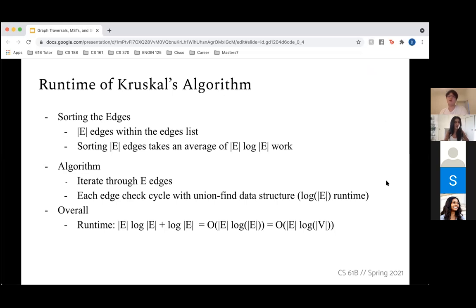So there's another question. How do we know E log E is equal to E log V? Yeah, so we know that this runtime is O of E log E. Log E can also be written as log V because we know that E is going to be at most V squared. So we can replace E log E with E log V squared. And then log V squared is also 2 log V. And then we take out the constant of 2, giving us E log V.